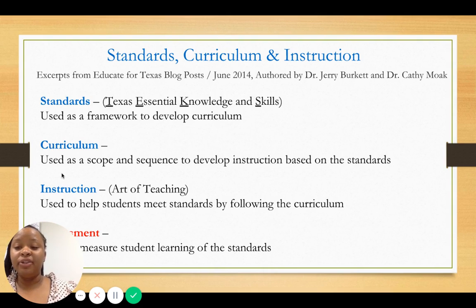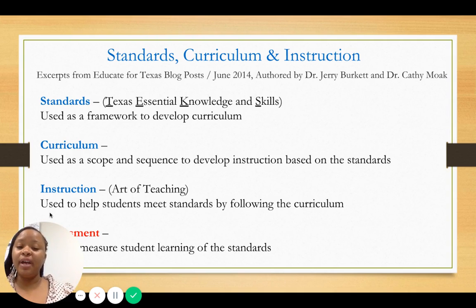We take that information as a district, and our district personnel creates the curriculum. This tells us when we should do it. So it creates a scope and sequence. It is what we're covering and how long we have to cover it. And then as a teacher, this is what we do. We are responsible for instructing students. This is the art of teaching.